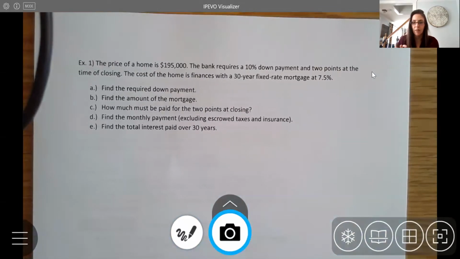Now we're going to focus on fixed rate mortgages here because adjustable rate mortgages, we don't really know how the interest rate is going to change. So it's hard for us to plan for a full 30 years. So we're going to stick with just a fixed rate mortgage in our calculations.